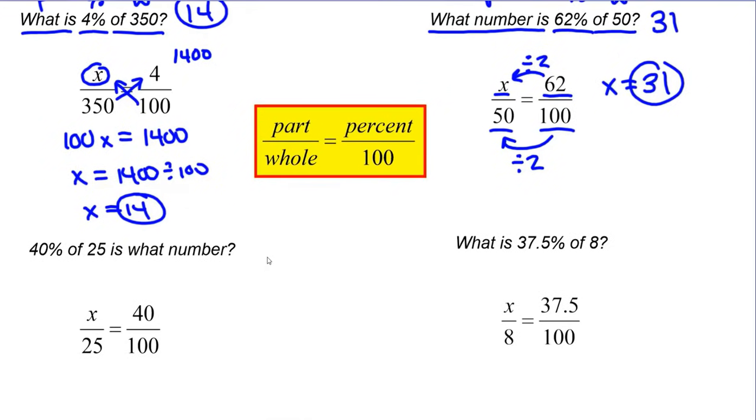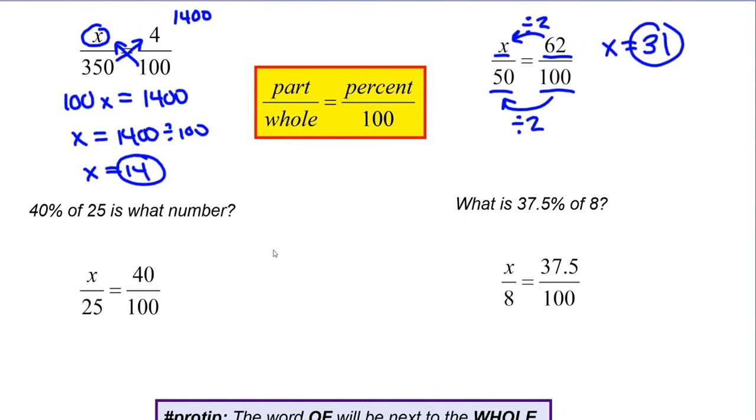Next one, 40% of 25 is what number? Again, the percent is easy to find. This is percent of 25. Out of 25 is the whole. Is what number? The part is missing. So again, I set up my proportion with all the parts that I know. And again, there's a nice horizontal relationship here.